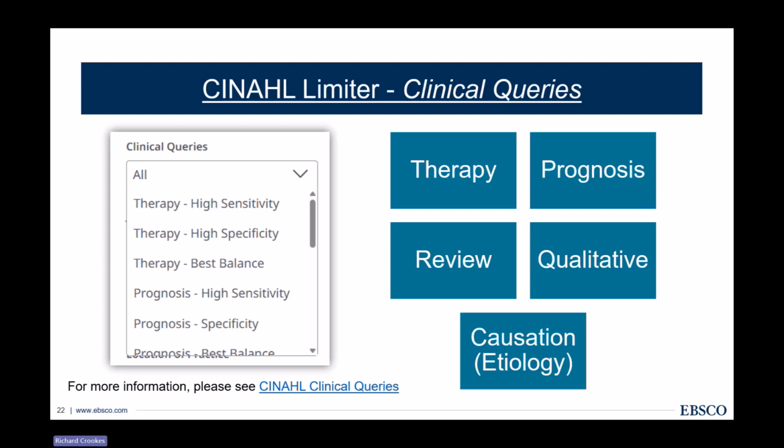So for therapy, you have high sensitivity, high specificity, or best balance. And that's the same for each of those 5 areas. High sensitivity would be the broadest search and includes all relevant material, but it may include some less relevant content. High specificity is the most targeted search, and that will include only the most relevant result set.